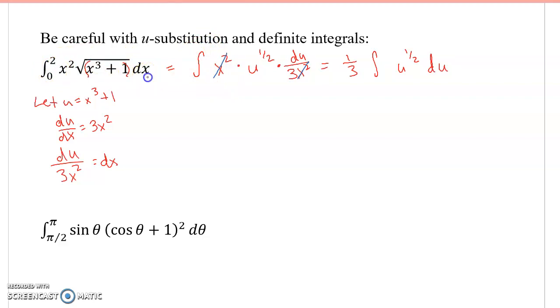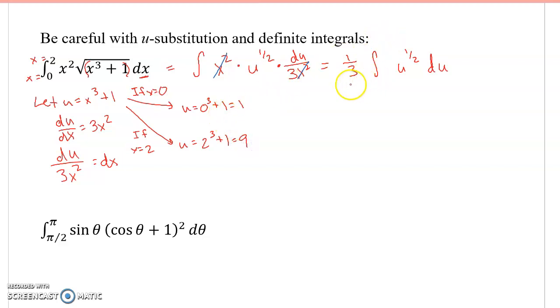We're talking about letting x start at 0, x equals 0, and we're going to let x go until it equals 2. But if x equals 0, that's not the same thing as saying that u equals 0. If x equals 0, then u is going to equal 1. Let me actually write out where that 1 came from. So we've got two different things here. If x equals 0, then u equals 0 cubed plus 1. And if x equals 2, then u equals 2 cubed plus 1.